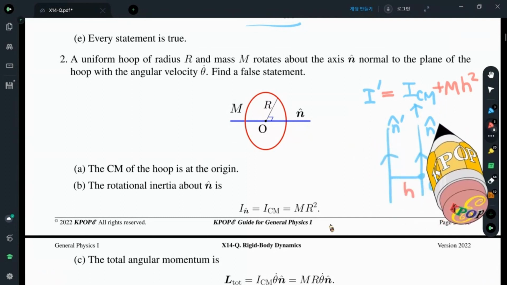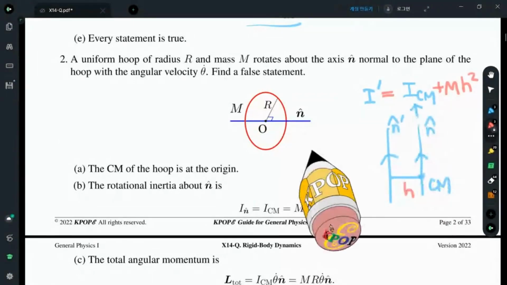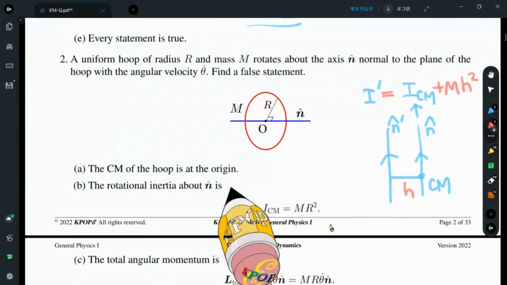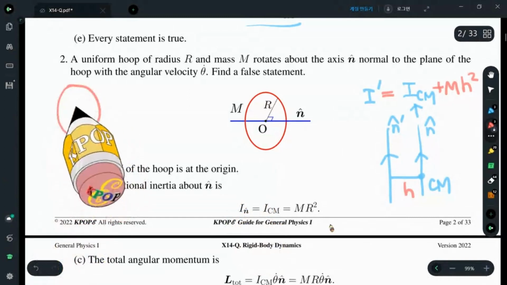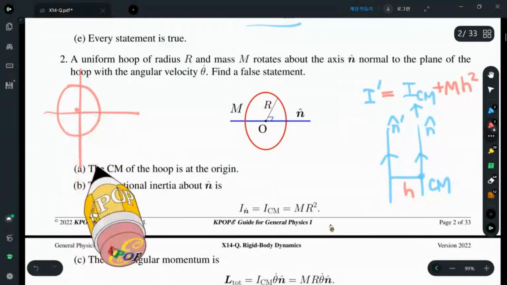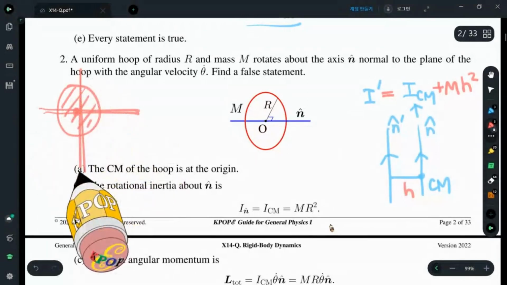Anyway, all of the formulas that we need are derived explicitly by integration. So you have to memorize the answers. For example, what is the rotational inertia about this axis or this axis or this axis? What is the rotational inertia of the disk about this axis, this axis, this axis? You have to remember the answer and you have to remember how to derive those values by integration.